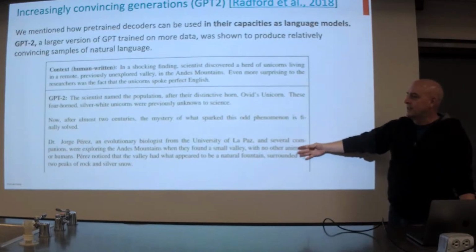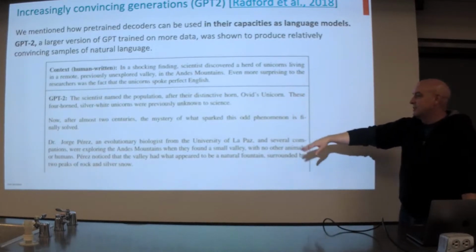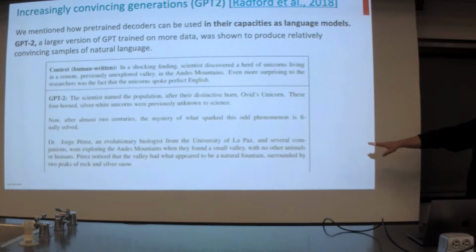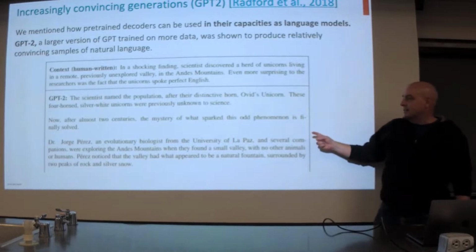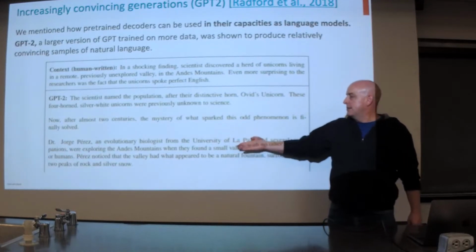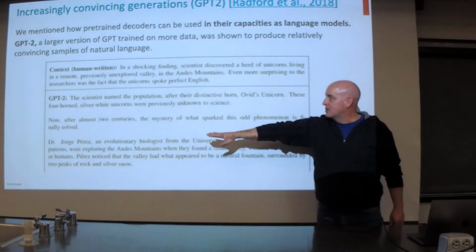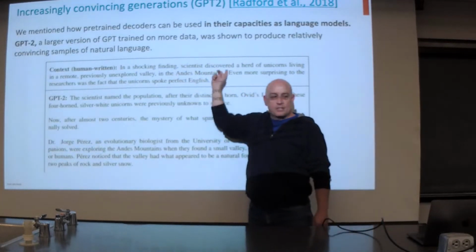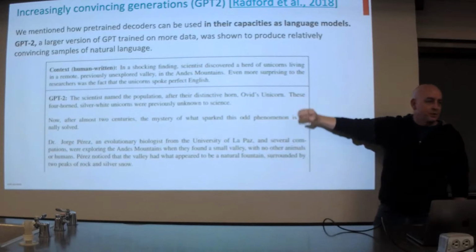Notice this next sentence. I think this is quite cool. Dr. Jorge Perez, I probably didn't say that right, an evolutionary biologist from the University of La Paz, and several companions were exploring the Andes Mountains when they found a small valley with no other animals or humans. Perez noticed that the valley had what appeared to be a natural fountain surrounded by 2 peaks of rock and silver snow. Notice a couple things. One is that some of the semantic content is preserved. We're talking about La Paz, a Spanish name that fits the location given in the context. But we really lost the thread on the unicorns all of a sudden, right?